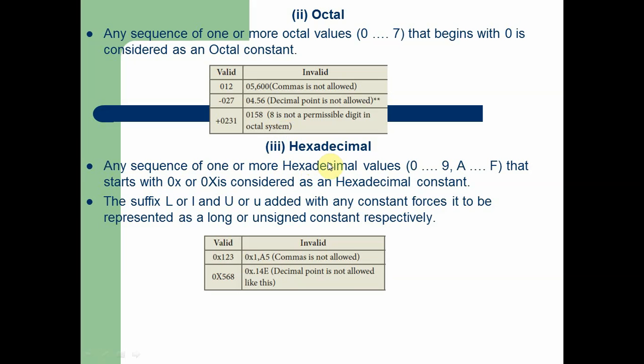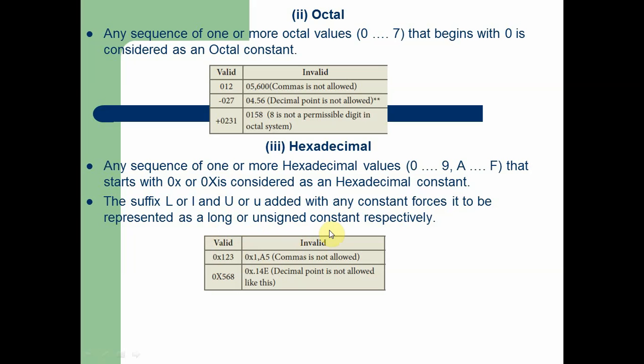Now when you go for hexadecimal, it is a sequence of one or more hexadecimal values. Hexadecimal values consist of 16 digits: one set is 0 to 9, and the other is A to F. It always starts with 0x, with a small x or a capital X, and that is considered a hexadecimal number. Here you can see the suffix L or small l and U or small u, added to any constant, forces it to be represented as a long or unsigned constant.